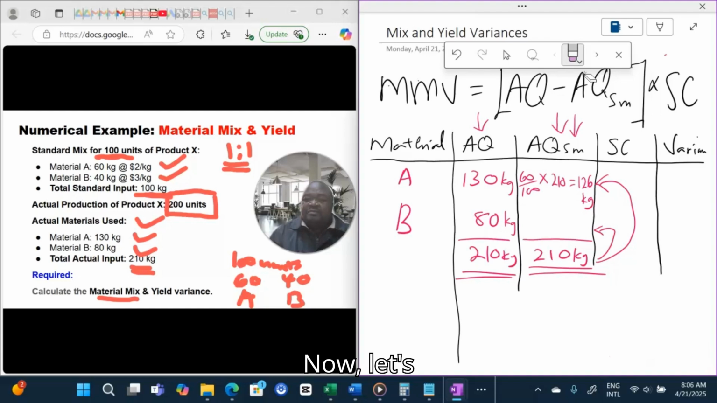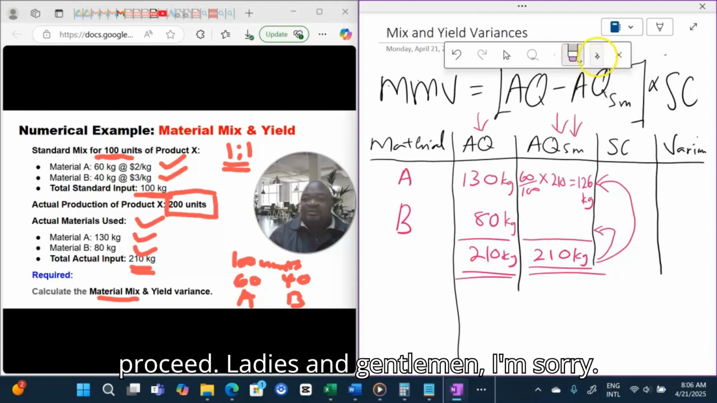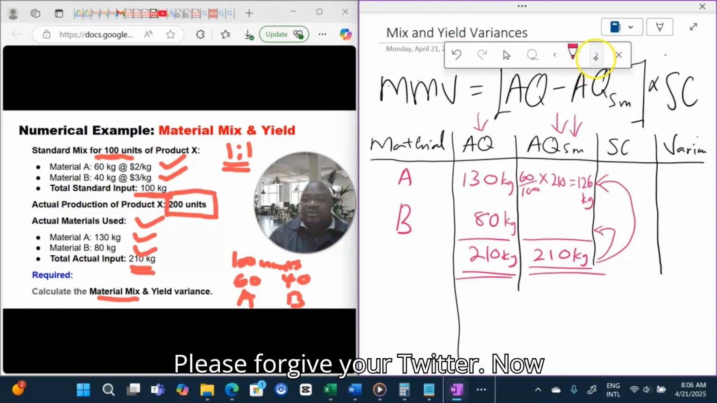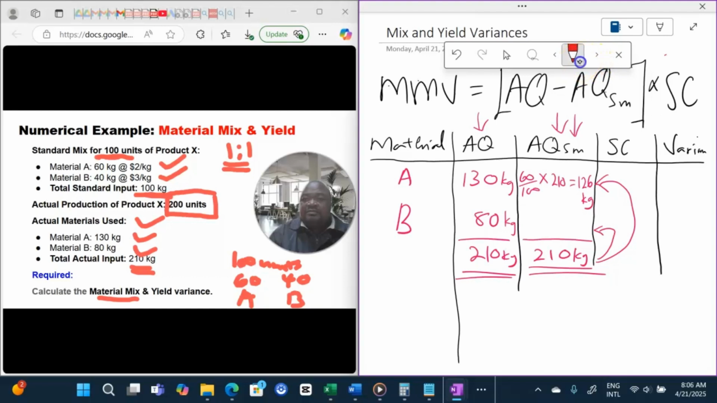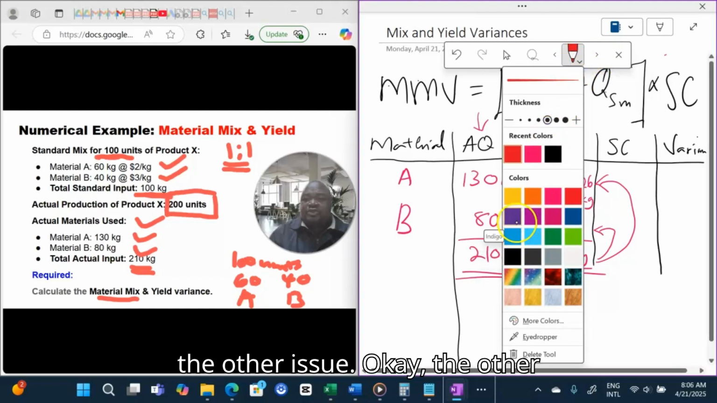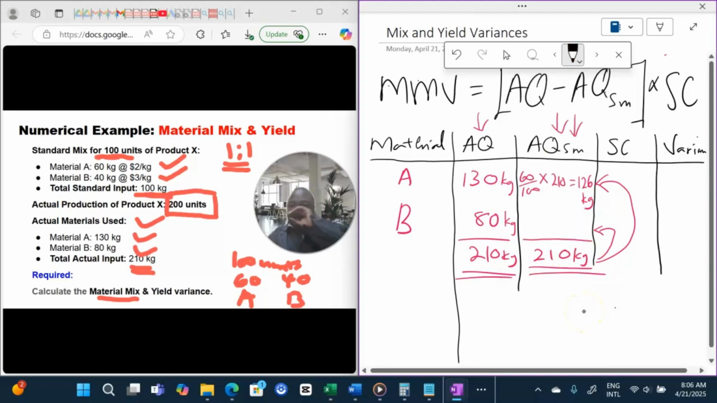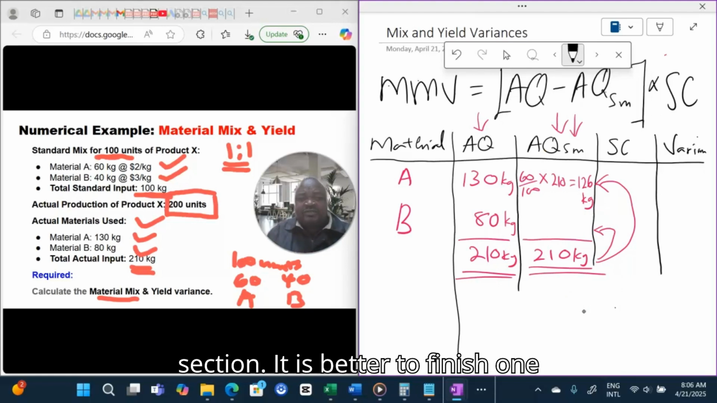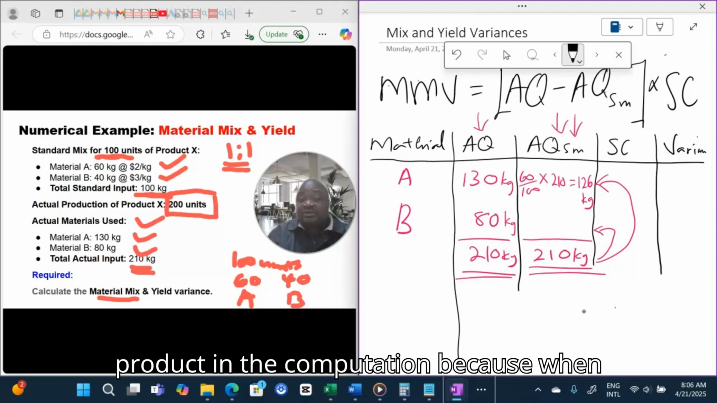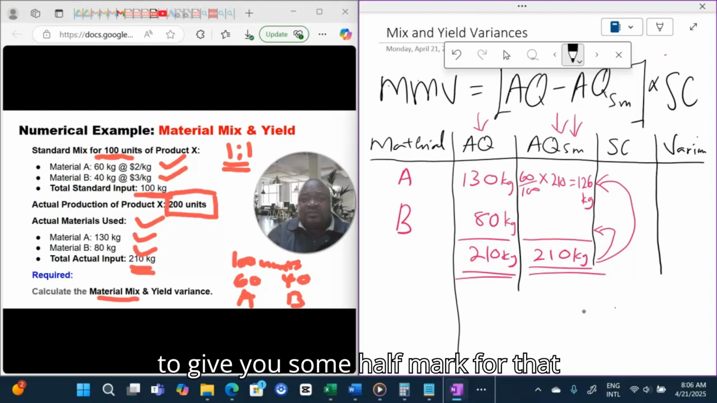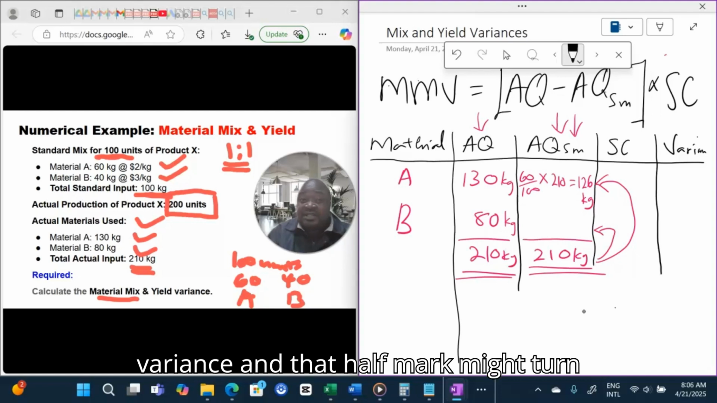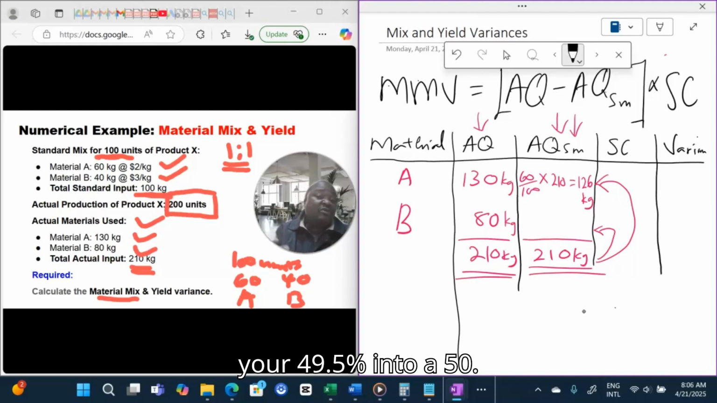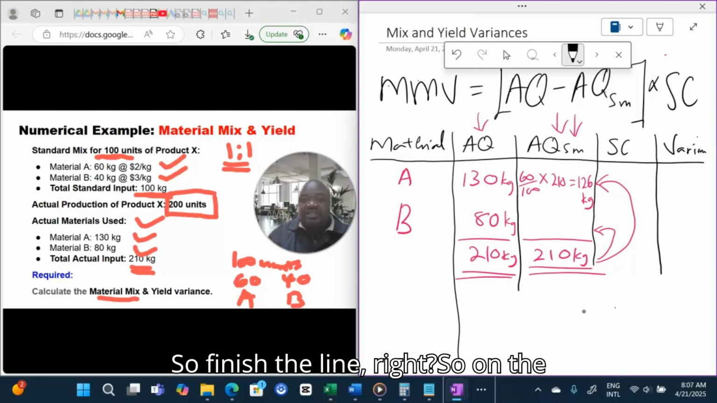Now, let's proceed, ladies and gentlemen. Please forgive your tutor. Now, we need to look at the other issue. We then have to compute the standard cost section. It is better to finish one product in the computation because when time runs out, the examiner might give you some half mark for that variance, and that half mark might turn your 49.5% into a 50. So finish the line.